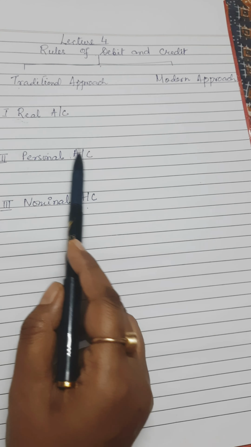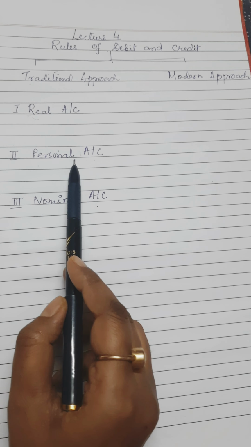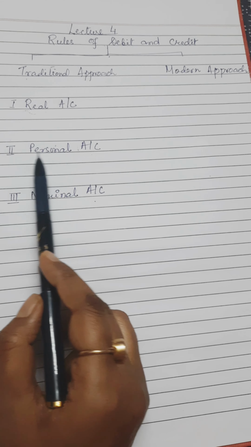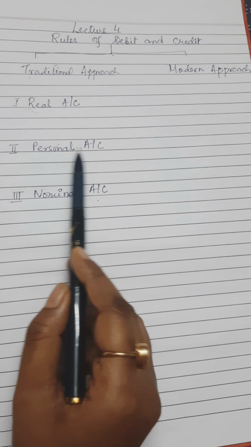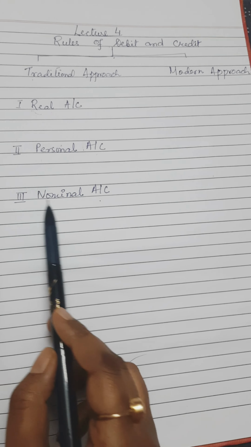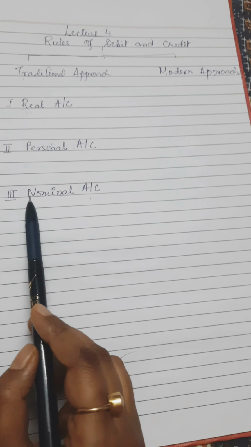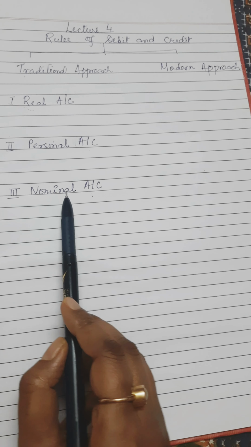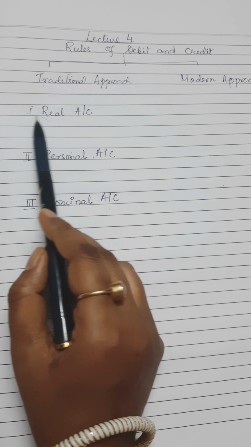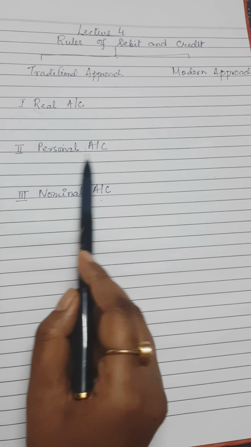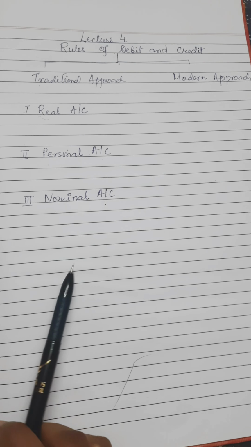Whereas personal accounts are the people. For example, Mr. X, Mr. Z, whoever you have transacted with, with whom you have made some transaction, that will come under personal account. Nominal account refers to all types of incomes and expenses. If you have earned something or if you have paid something, that will come under nominal. So real is the physical things, assets, liabilities. Personal are the people and nominal are the expenditure and income.